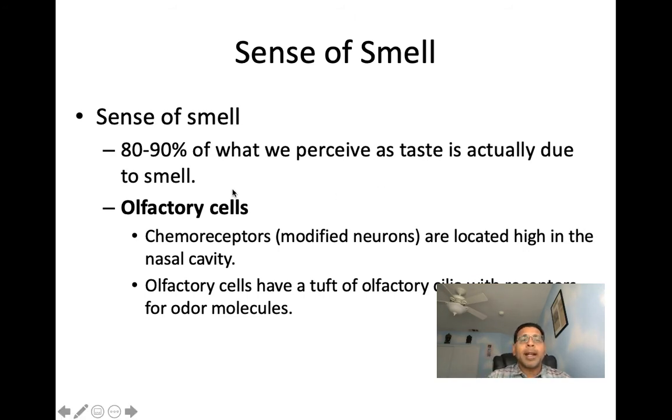Now here we're going to look at our olfactory cells. These are the main cells. These are the chemoreceptors. They're going to be modified neurons. They're located high up in the nasal cavity. These olfactory cells have a tuft of olfactory cilia with receptors for odor molecules.